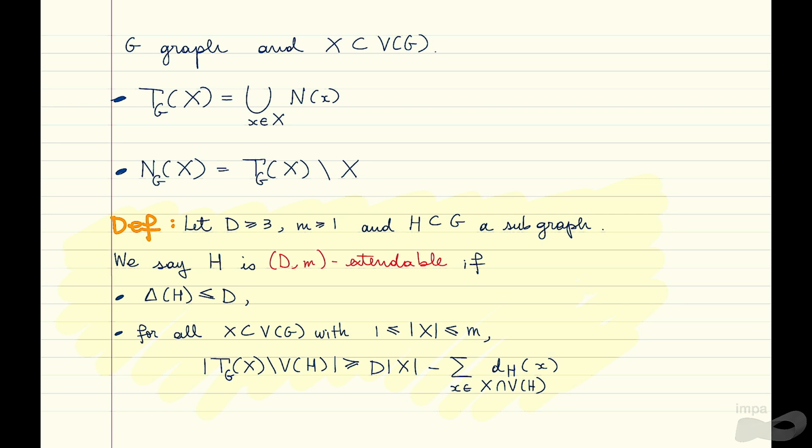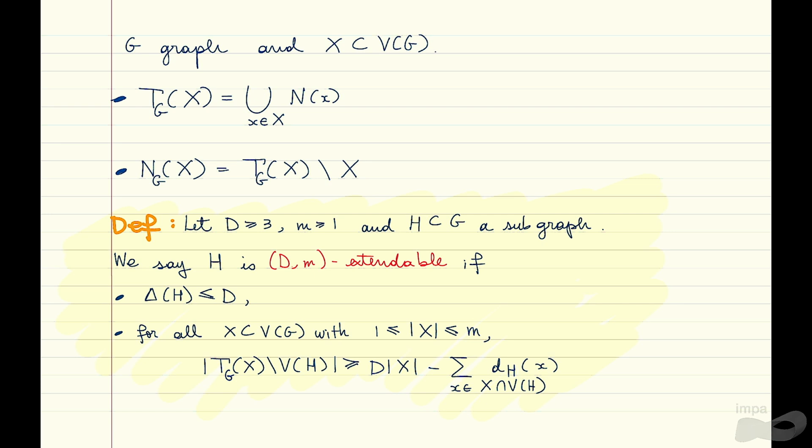OK, so just to remind the definition, if we have a graph G and we have a vertex subset X, Γ(X) is the neighborhood, and N(X) is the external neighborhood, and the crucial definition of the method is the following. So let's try to go slowly here, because it's kind of technical. So we have two parameters, D and M. This is very similar to expansion, right? So M is going to control the size of the sets whose neighborhood we want to control, and D is going to control the size of the expansion.